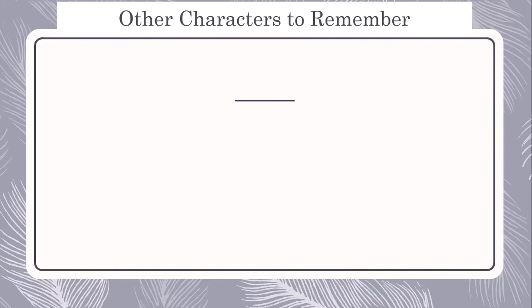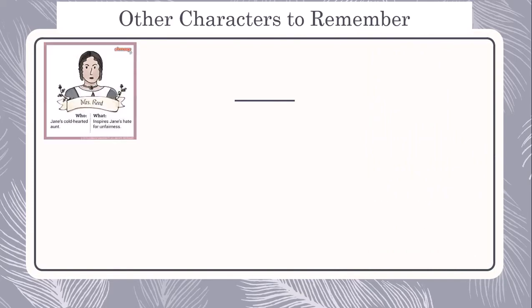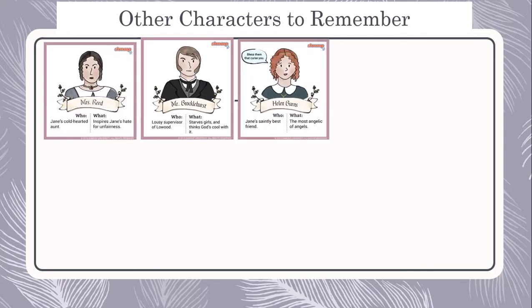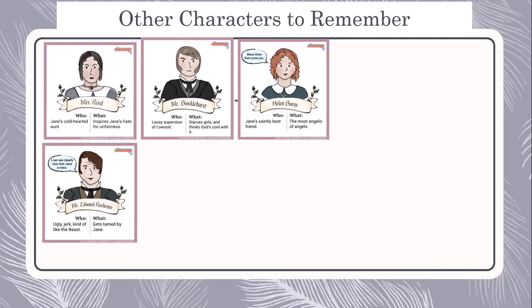So let's talk about other characters to remember. We have Mrs. Reed, who I mentioned. I may also give you guys a character sheet just so you can kind of keep people straight. There are a number of names here to throw out. So Mrs. Reed, Jane's cold-hearted aunt. Mr. Brocklehurst, I mentioned, the lousy supervisor of Lowood. I don't always like Schmoop, but I think that these descriptions are kind of funny. Helen Burns, Jane's saintly best friend, the most angelic of angels.